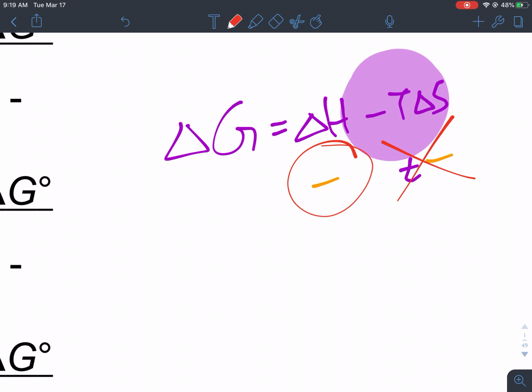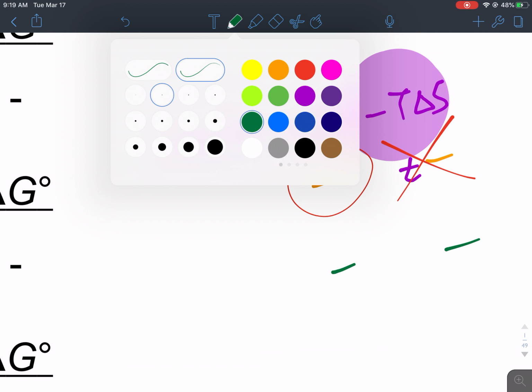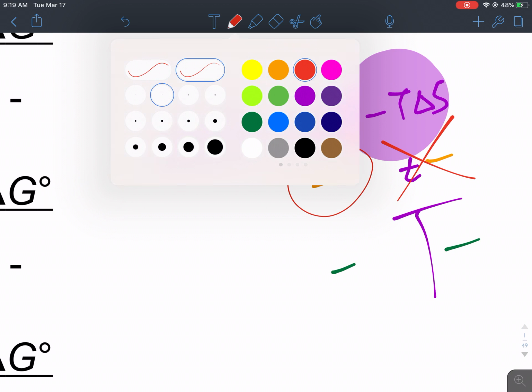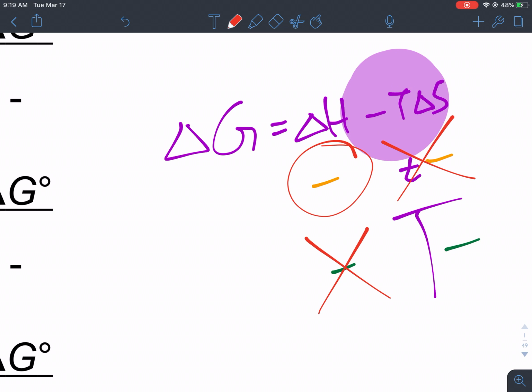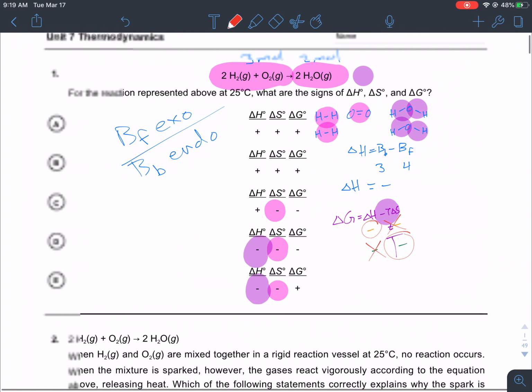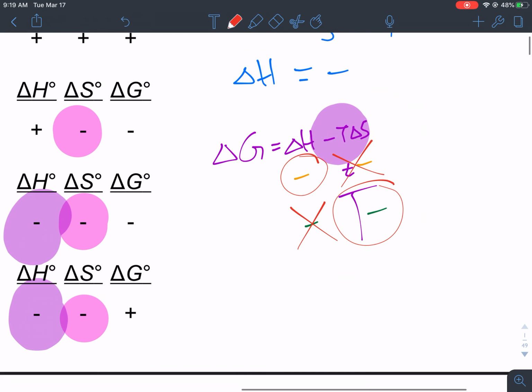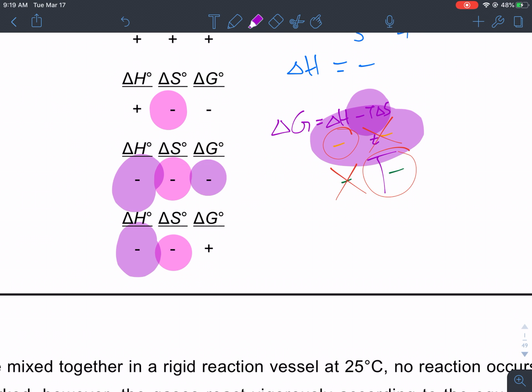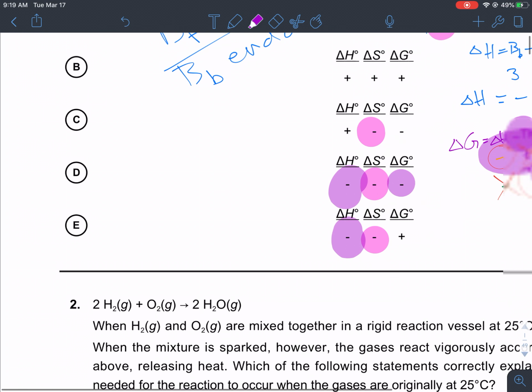Okay? If you have a negative, but this time your temperature is super big, then your entropy term cancels out the enthalpy and this guy wins. In this case, the question said we were at 25 degrees Celsius, which is generally considered a pretty low temperature. So this scenario wins down here, which means it would be negative, negative, negative. Okay, the correct answer is D.